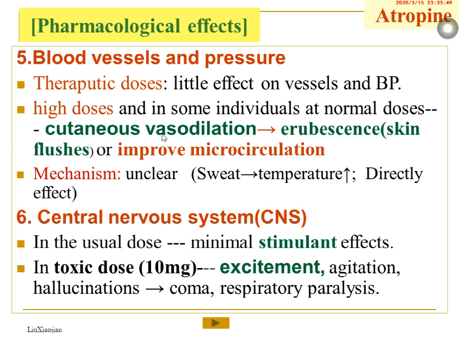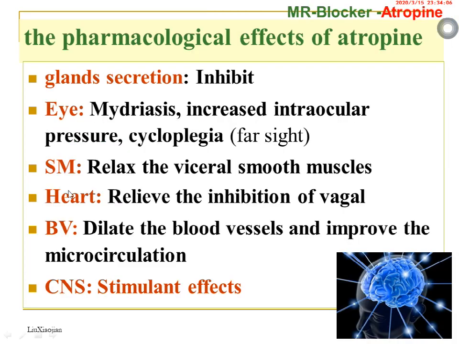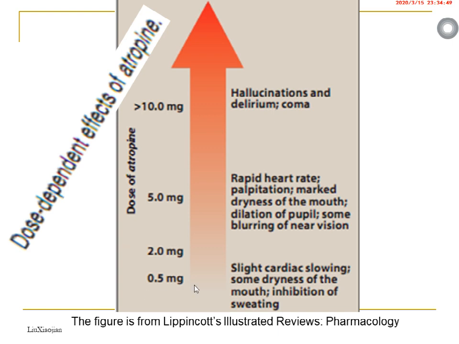Try to think of where M receptors are distributed and what their functions are. The effect of atropine on the M receptors is just the opposite to acetylcholine. This is a summary of the pharmacological effects of atropine. It inhibits gland secretion, has effects on the eyes, increases the intraocular pressure and causes cycloplegia, relaxes the visceral smooth muscle, relieves the inhibition of the vagal nerve, dilates the blood vessels, and improves microcirculation. Usually, it has a stimulant effect on the central nervous system. Of course, at a very large dose, it also induces depression. Okay, that's all for this section.